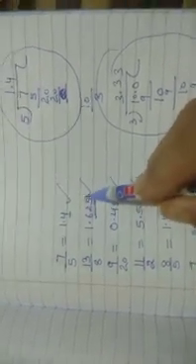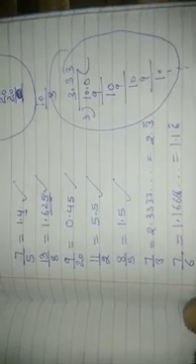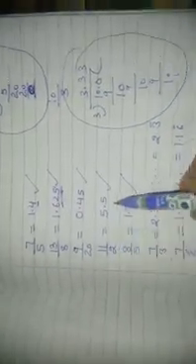Means at this place, when you divide by 5, the remainder will come 0. 11 upon 2 is 5.5. 8 upon 5 is 1.5. So these are all terminating decimals.